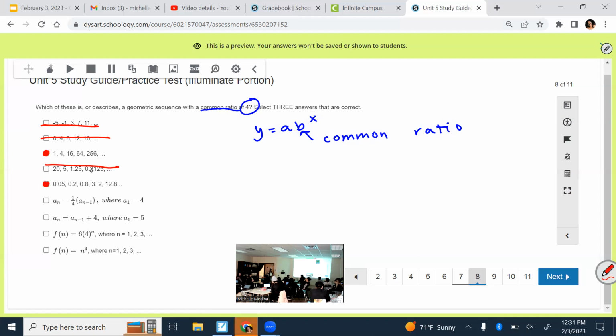0.05 times 4 is 0.2. 0.2 times 4 is 0.8. And it keeps going. Okay, good. Table 5, would this one be an answer? The one that I got.